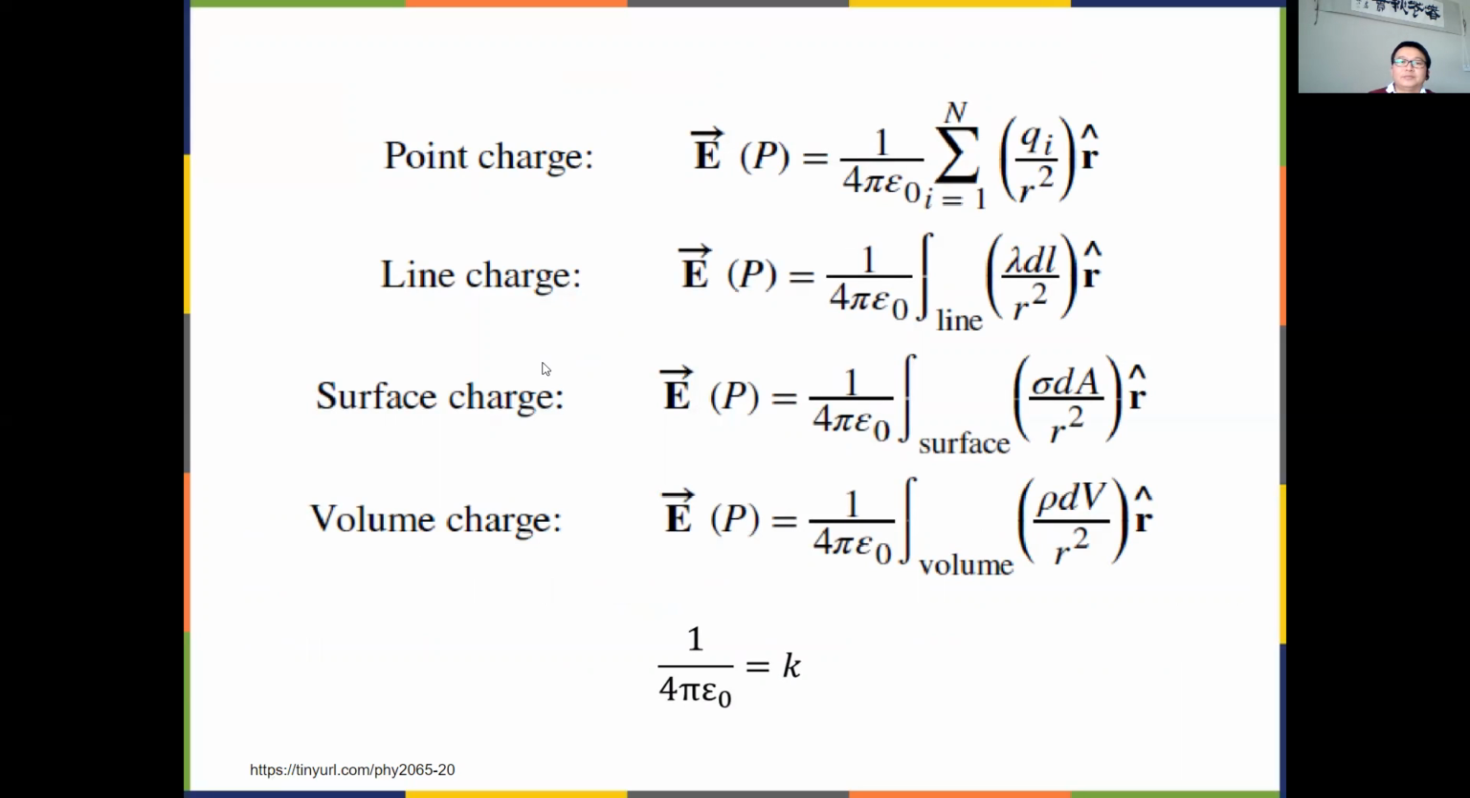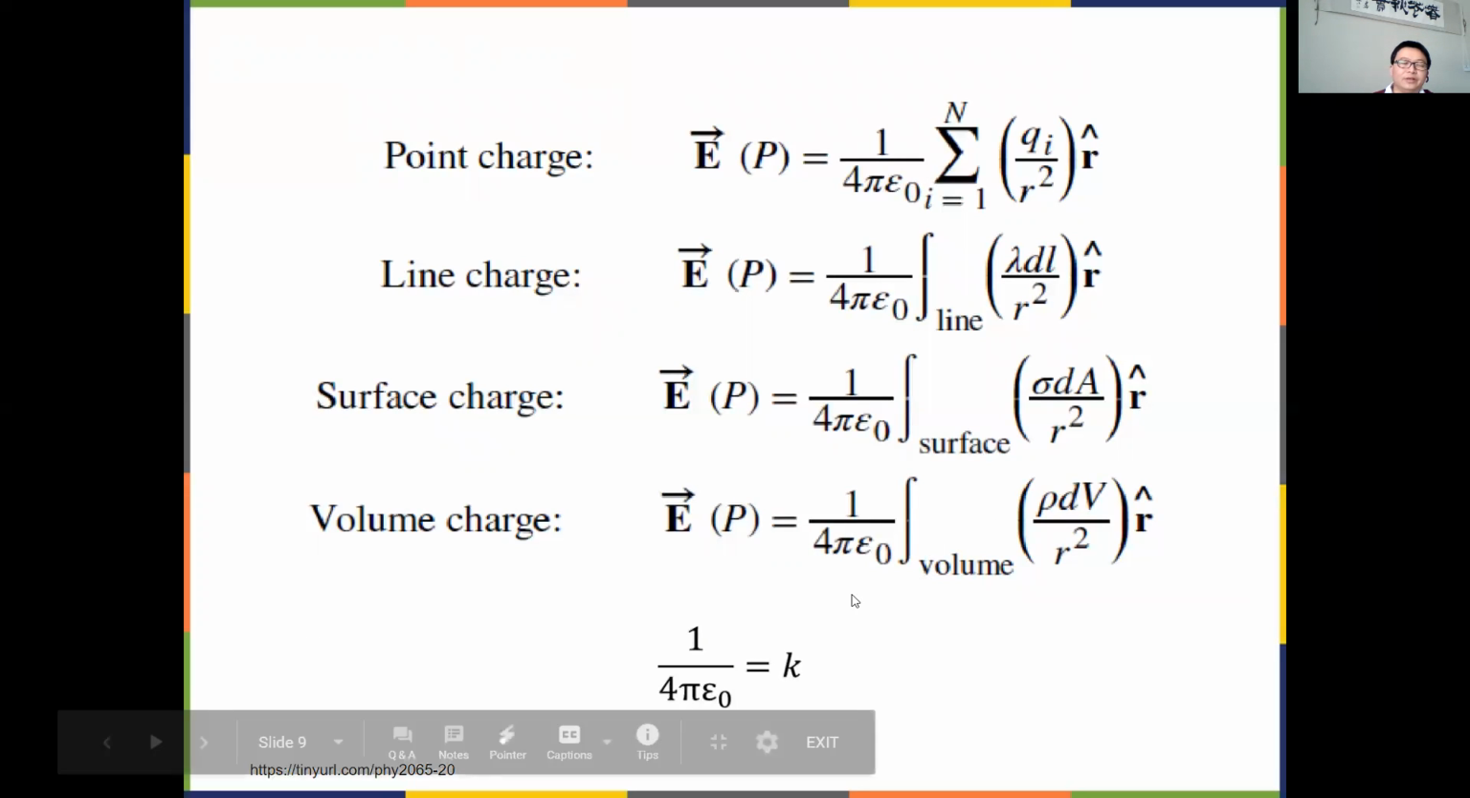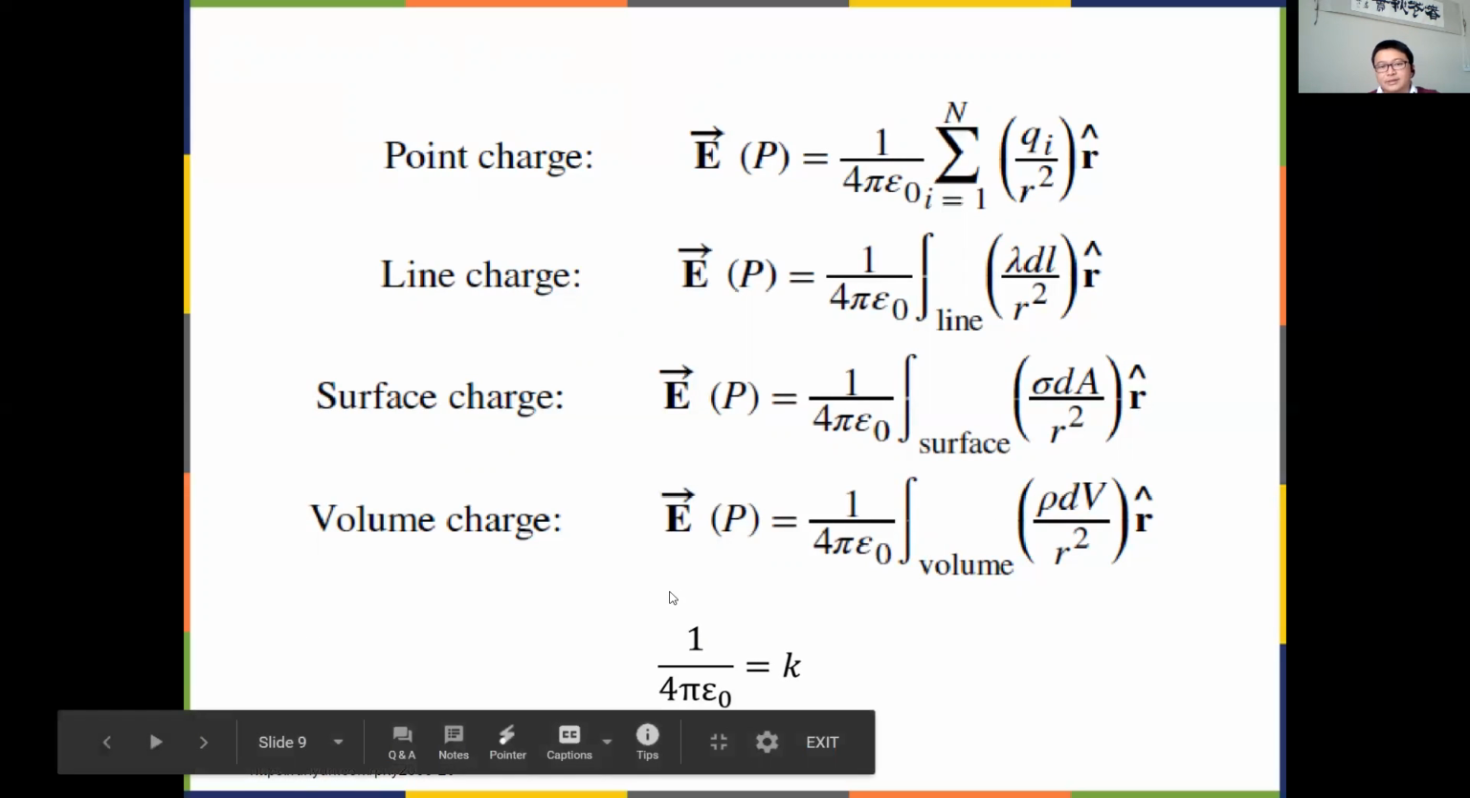So depending on different scenarios, if you have point charges, then you sum the electric field given by each point charge. If you have a line charge distribution, you integrate through the line. If you have a surface charge distribution, you integrate through the surface. And for volume distribution, you integrate through the whole volume of the body.